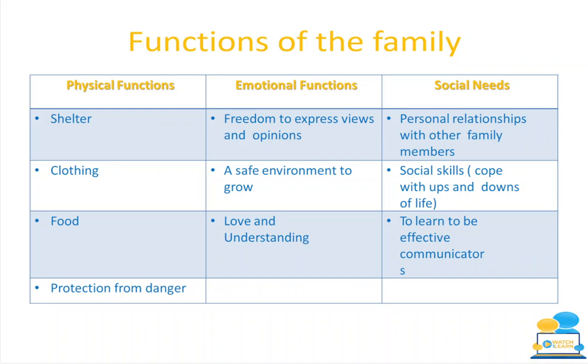So physical function, shelter. So the family provides you with a home, somewhere where you live and you're safe and you will not get wet or too hot or too cold. They provide clothing, so they provide you with the clothes that you're going to wear. They provide you with food, so nourishment. Without nourishment, you are not going to thrive and live. They protect you from danger, whether that's from physical danger, like for example storms, or it's from bullying, all types of different dangers.